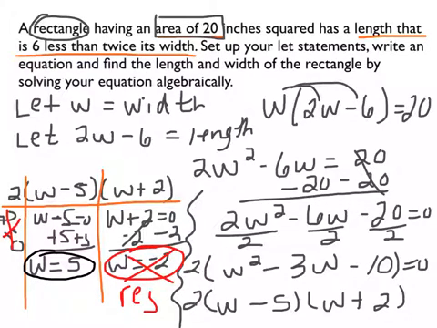Now, how do I find my length? I go ahead and I plug it right back into here. So I'm going to do 2 times W, which is 5, minus 6. 2 times 5 is 10. 10 minus 6 is going to give me 4. My length is going to be 4.